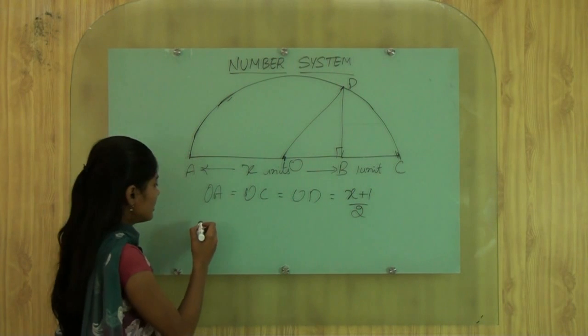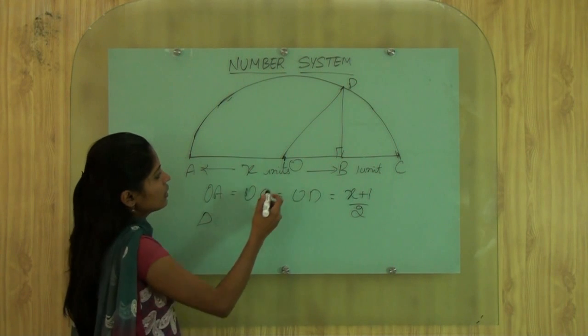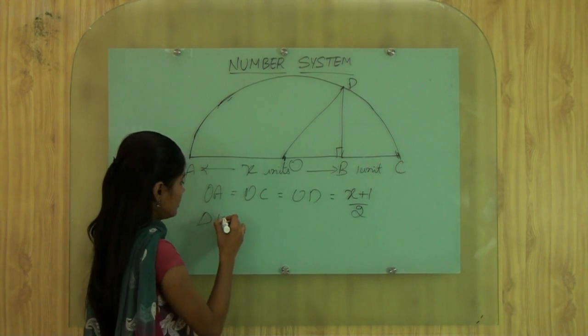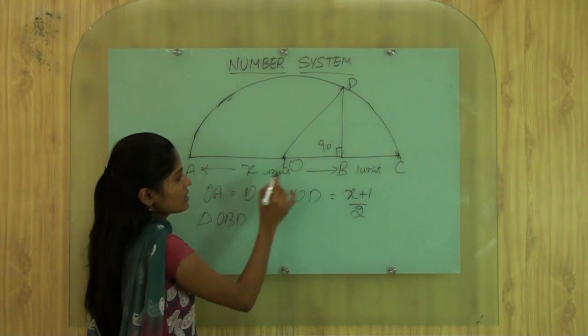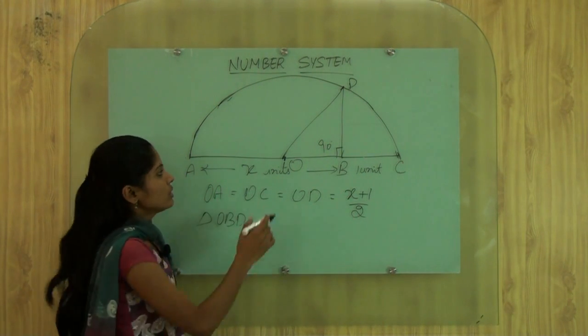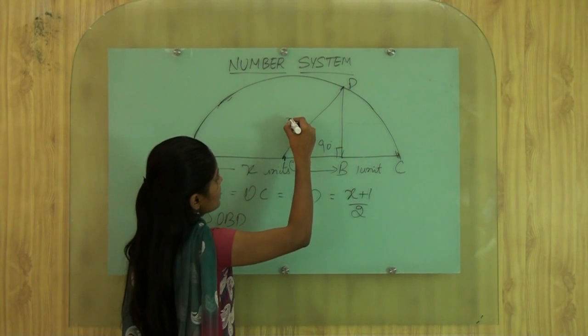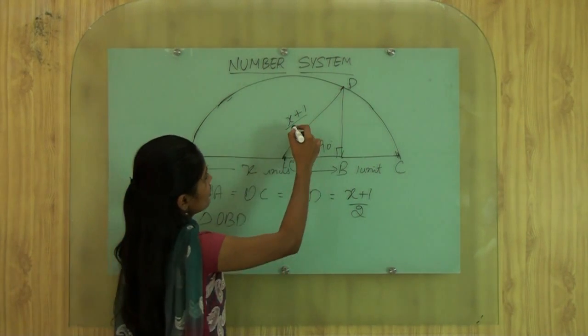Now we will consider the triangle. Consider triangle OBD. This is a right angle triangle. Of course, as this is perpendicular to AC, this is a right angle triangle. We know this value. What is the value of OD? x plus 1 by 2.